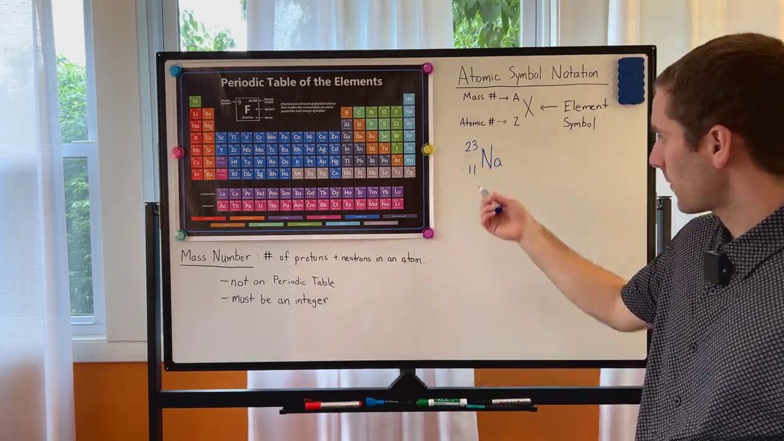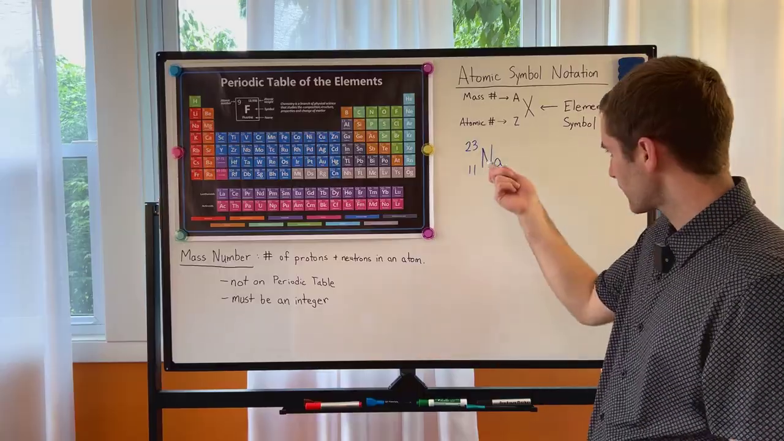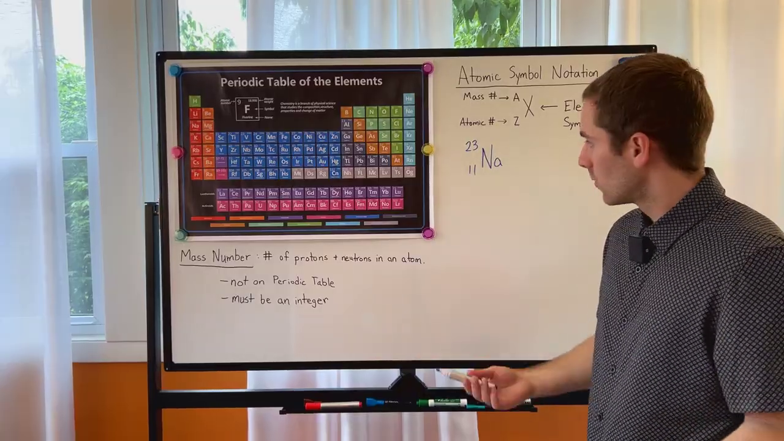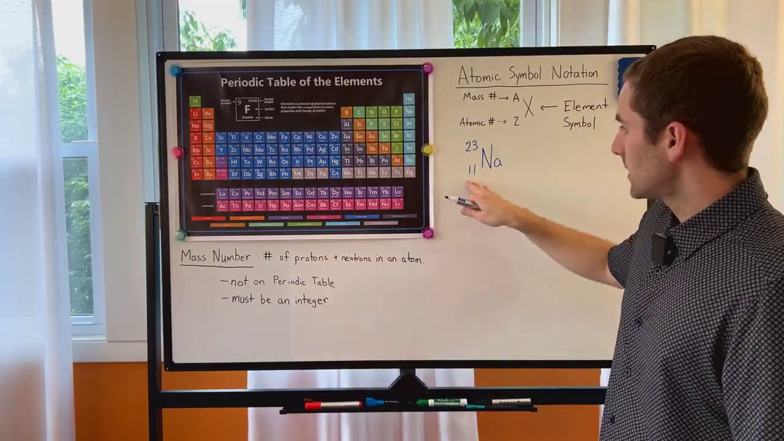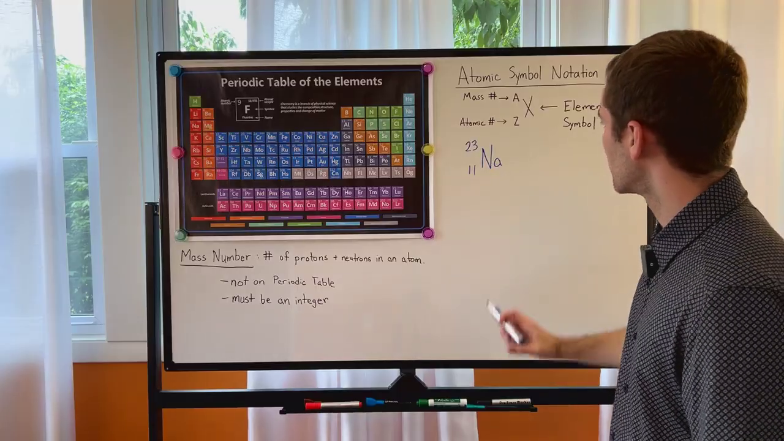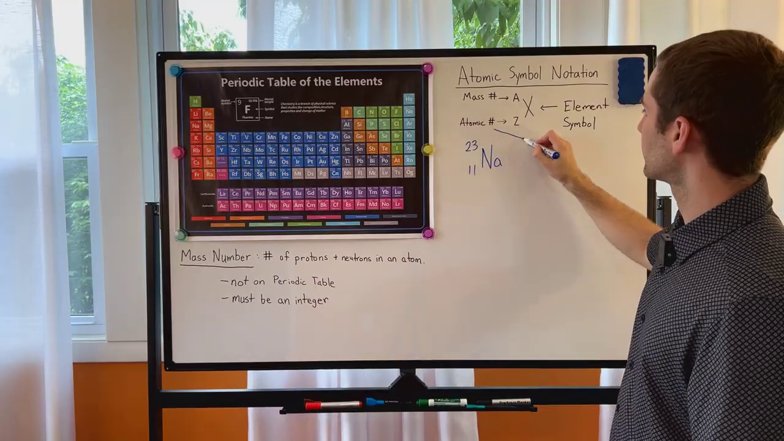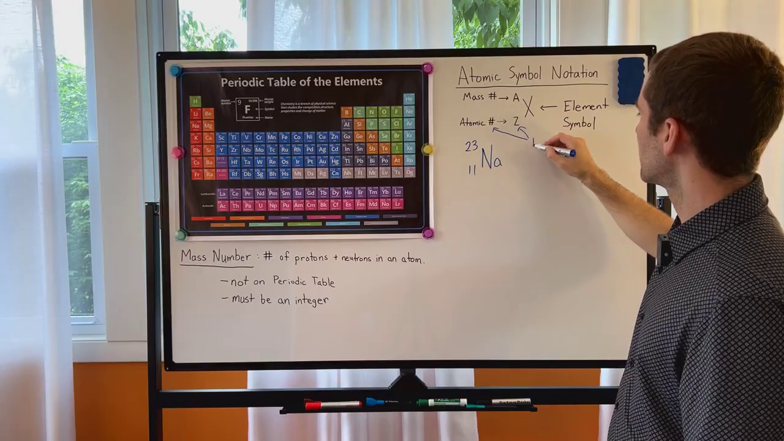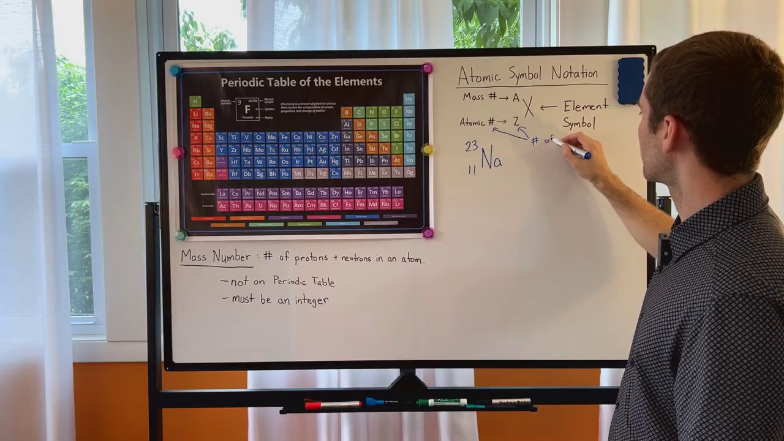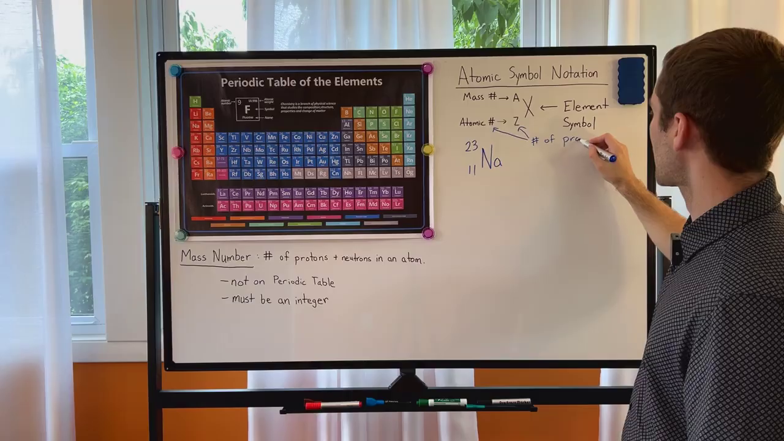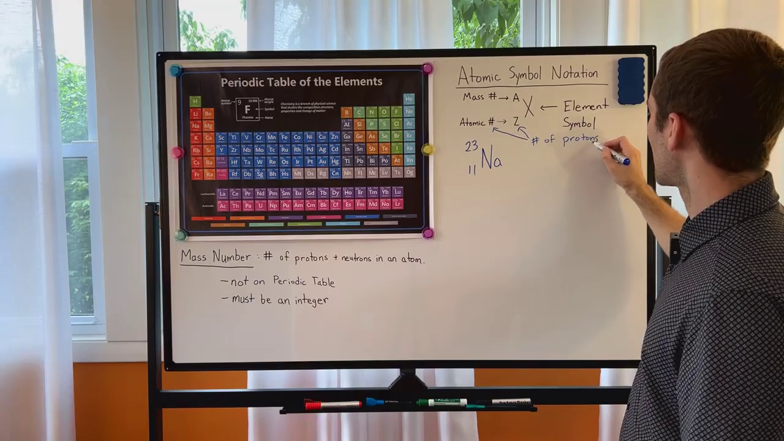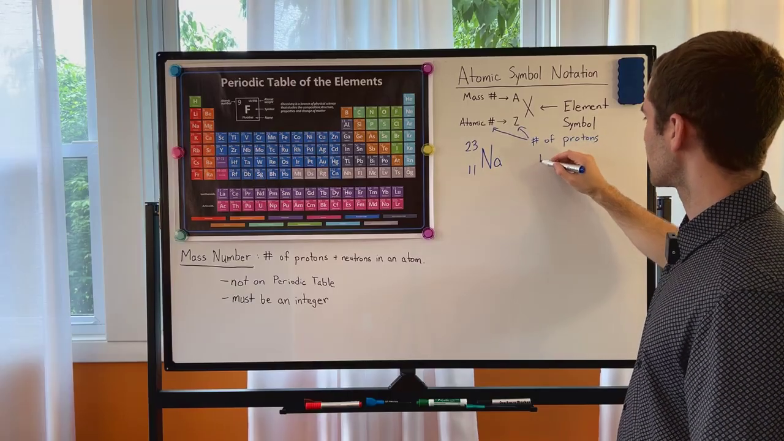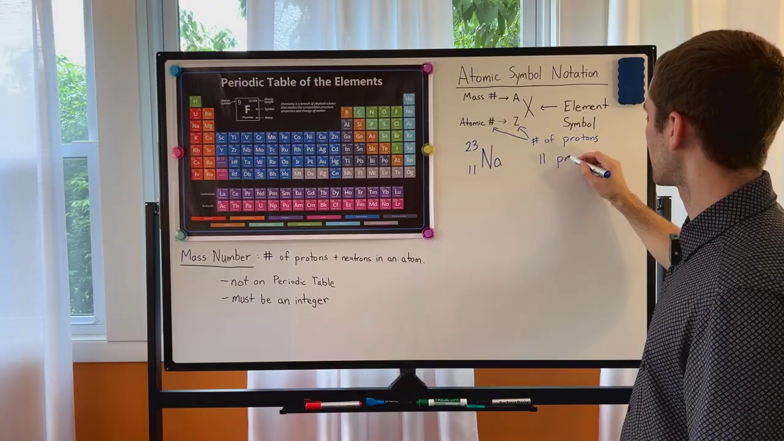One thing we could ask is how many protons and how many neutrons are in this atom? Well, the atomic number, or Z, is the number of protons. I covered that in my last video. So if the atomic number is 11, this has 11 protons.